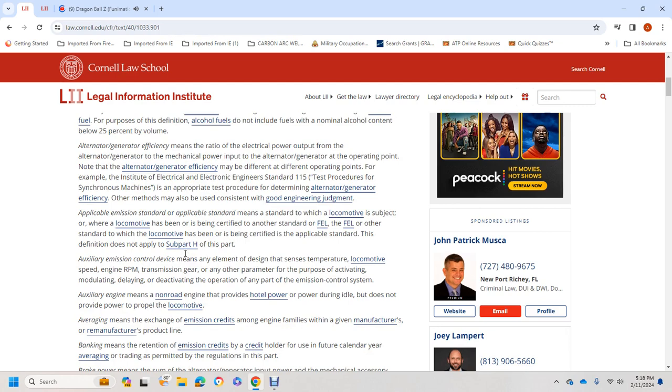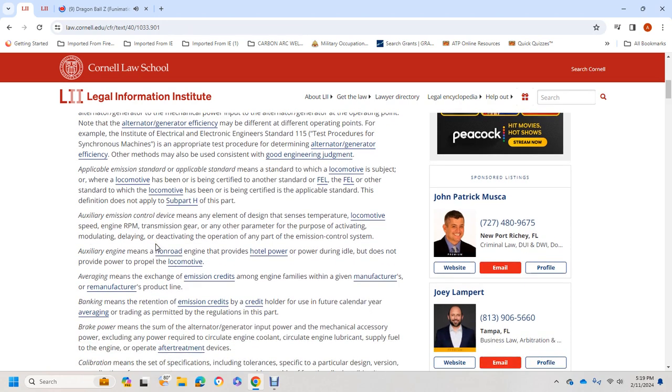Auxiliary emission control device means an element of design that senses temperature of the locomotive, the engine, locomotive speed, engine RPM, transmission gear, or any other parameter for the purpose of activating, modulating, delaying, or deactivating the operation of any part of the emission control system. Auxiliary engine means a nonroad engine that provides hotel power during idle but does not provide power to propel the locomotive. Averaging means the exchange of emission credits among engine families given the manufacturer or manufacturer's production line. Banking means retention of emission credits by the credit holder for use in a future calendar year. Averaging and trading is permitted under the regulation in this part.